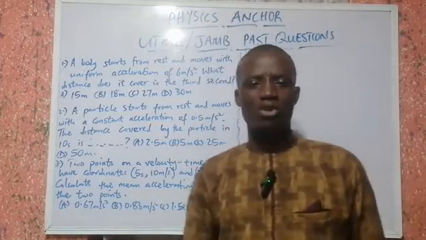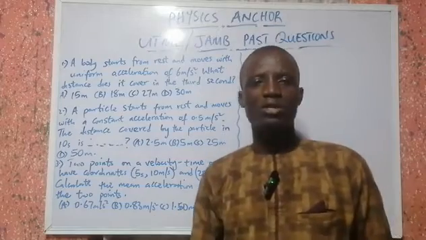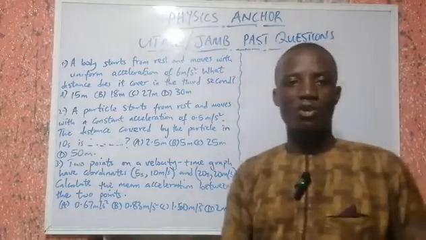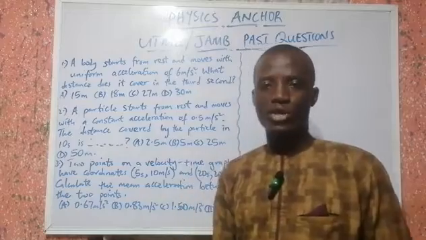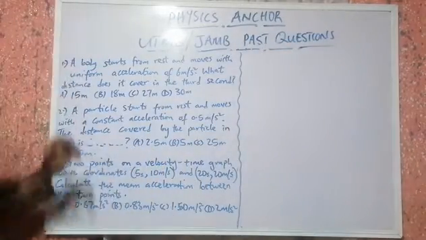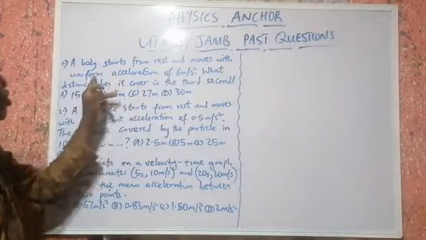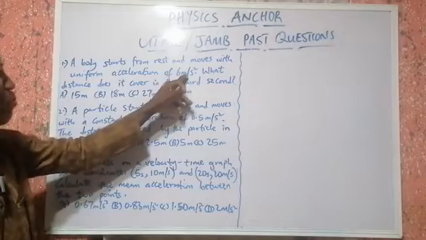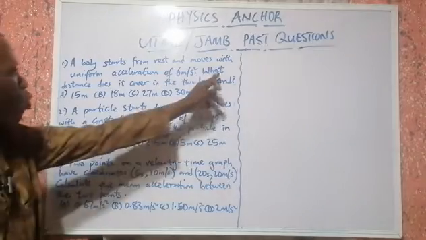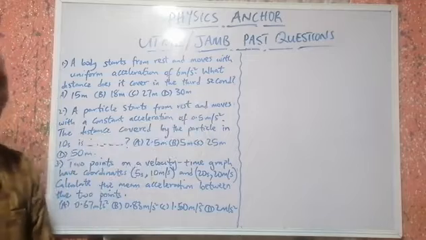Today we have some questions from JAMB past questions under the topic motion, and we have 3 questions on the board to deal with. So let's get started. Question number 1: a body starts from rest and moves with uniform acceleration of 6 meters per second squared. What distance does it cover in the third second?